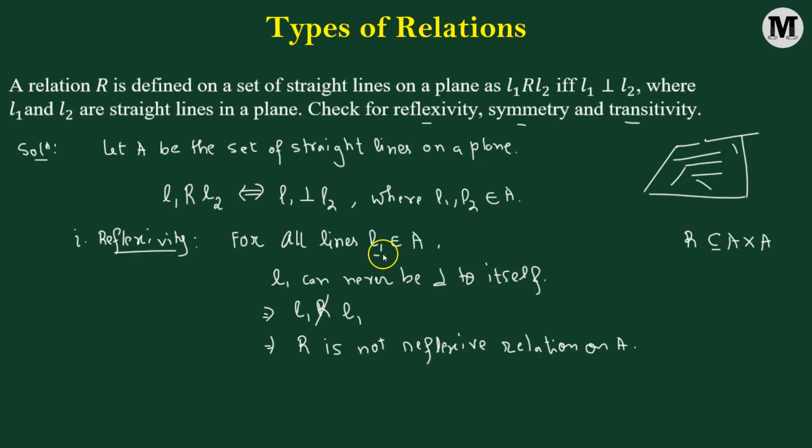Reflexivity demands that if we pick any single element from the set A, then we can form the ordered pair. In our case, the ordered pair tells us that we need a line which is perpendicular to the other line. Since the line L1 cannot be perpendicular to itself, we cannot form the relation. Let's think in terms of an ordered pair: the pair (L1, L1) simply means that L1 is perpendicular to L1. That can never be true. This is a wrong statement. So R cannot be a reflexive relation on A.